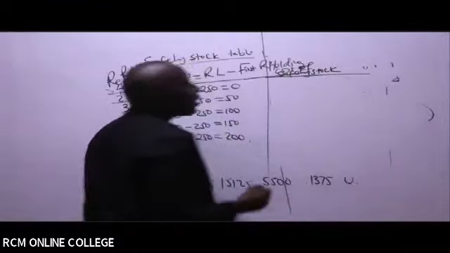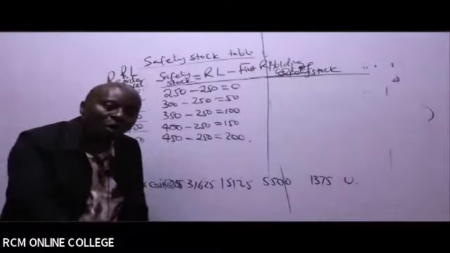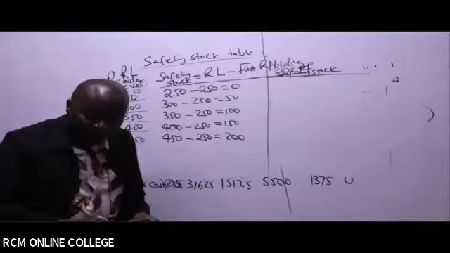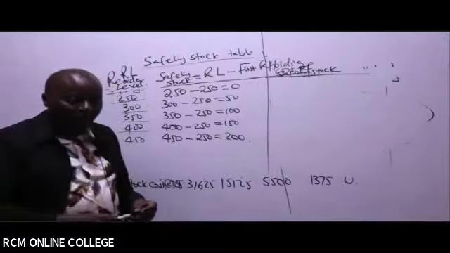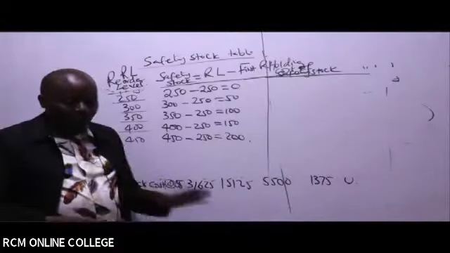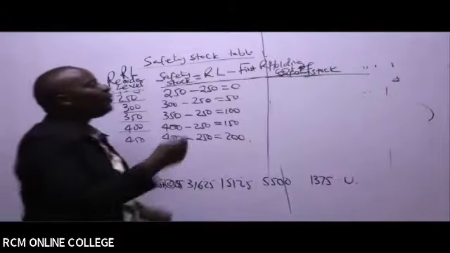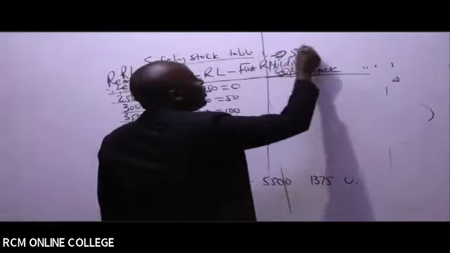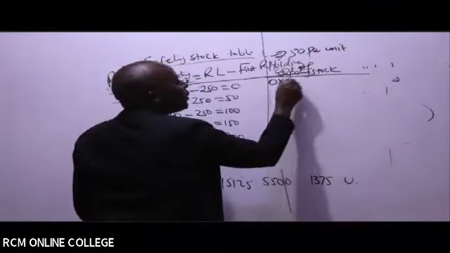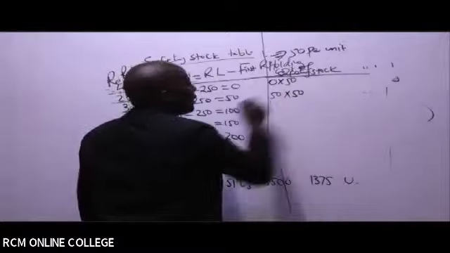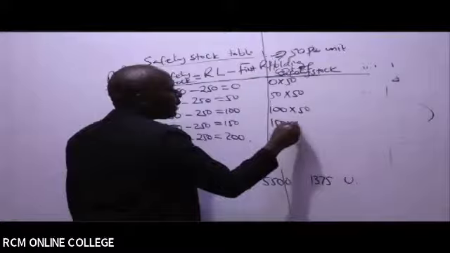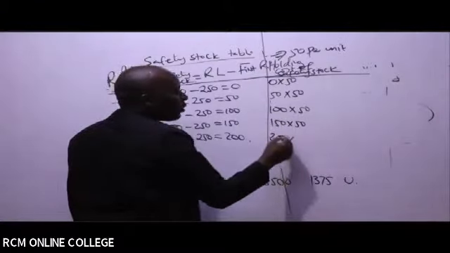Let me ask you a question. Are you able to remember the holding cost for units, which is given in this question? Is it 50? Holding cost, I'm told, is 50 per unit. So then here, it will be 0 times 50. This will be 50 times 50. This will be 100 times 50. This will be 150 times 50 to get the total. This will be 200 times 50.